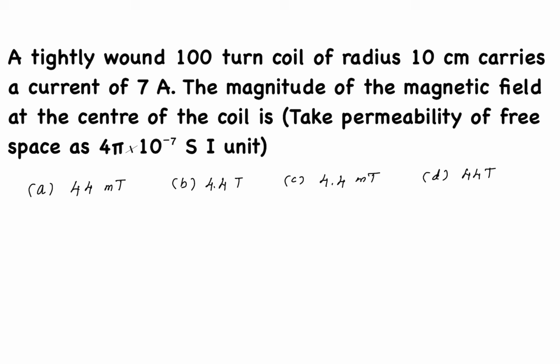field at this point P is given by magnetic field B is equal to mu naught by 4 pi into 2 pi n I r square divided by (x square plus r square) whole to the power of 3 by 2. I had taken the radius as a square, sorry, we have considered it as r square. This is the relation that we have for the field at an axial point P, which is at a distance of x from the center of the coil.